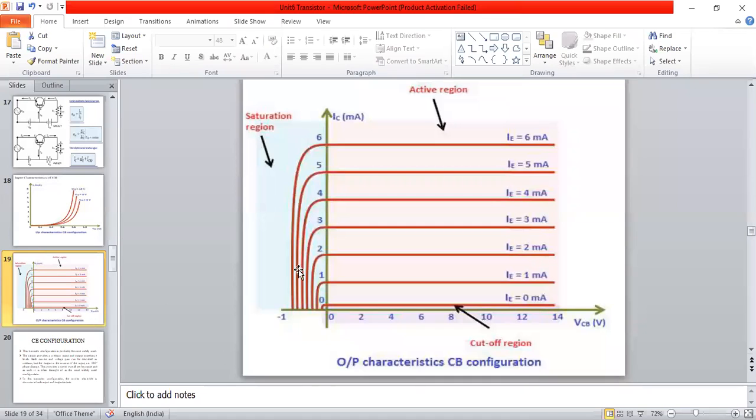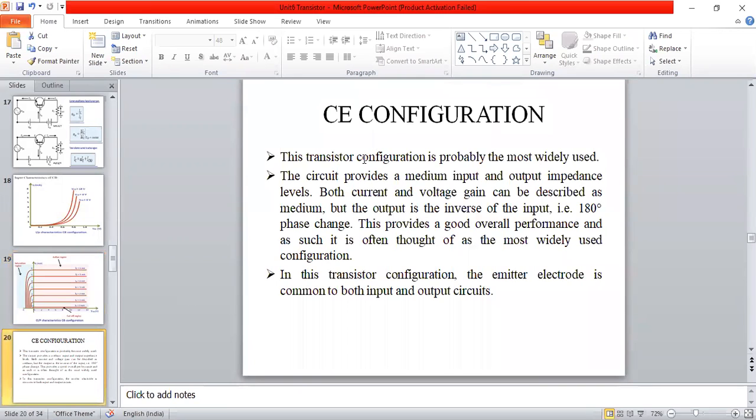See here, this one may vary because of the doping and all the things we are using, that is also dependent, because the common point is base. Is the base heavily doped, moderately doped or low doped here? Low. Low only. So that also matters over here now. So next we will go for the common emitter configuration. This transistor configuration is probably the most widely used here now. The circuit provides medium input and output impedance levels here. Now it is not high because it is going to give medium here.